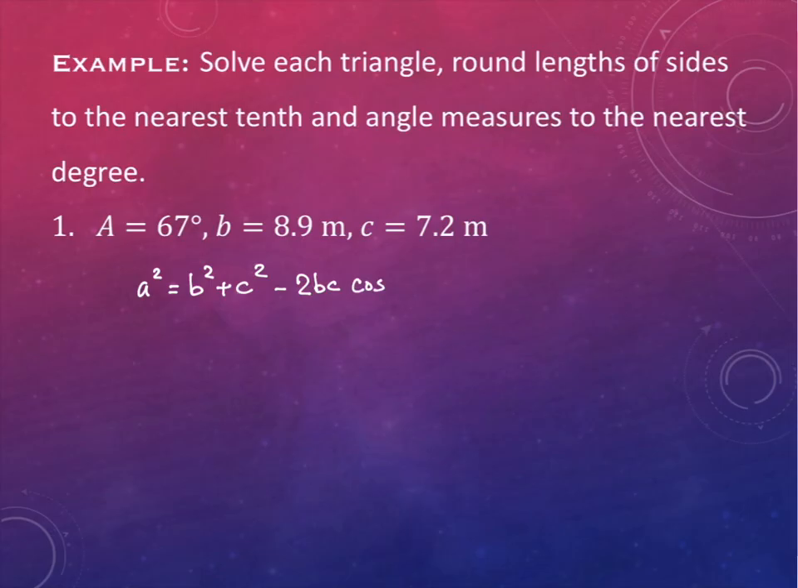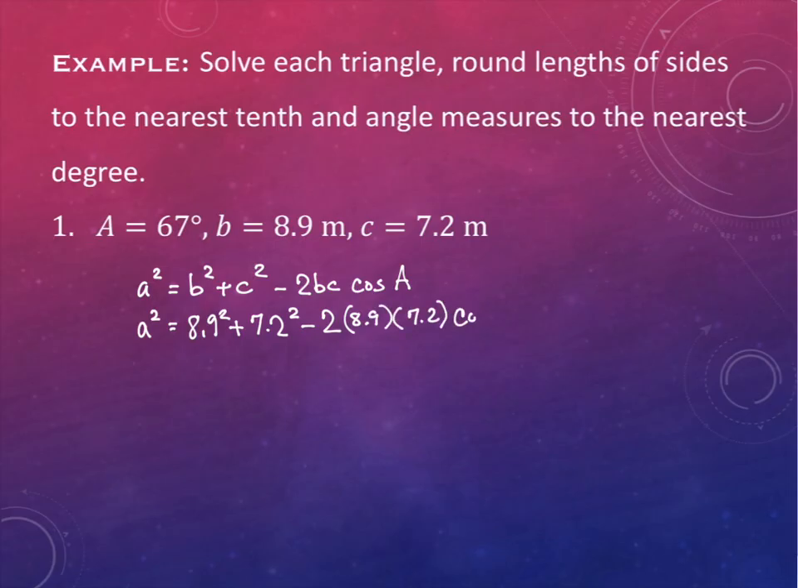And then the cosine of the angle that's on the left-hand side, which is angle A. That's the structure of this formula. So what we're going to end up finding as we do this is side A. Side B is 8.9, so I've got 8.9 squared. Side C is 7.2, so I have 7.2 squared minus 2. Side B was 8.9, side C is 7.2.